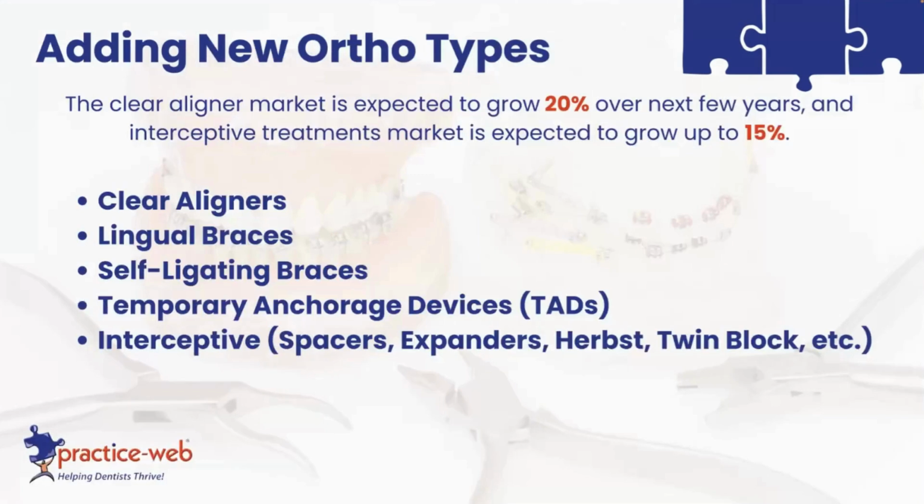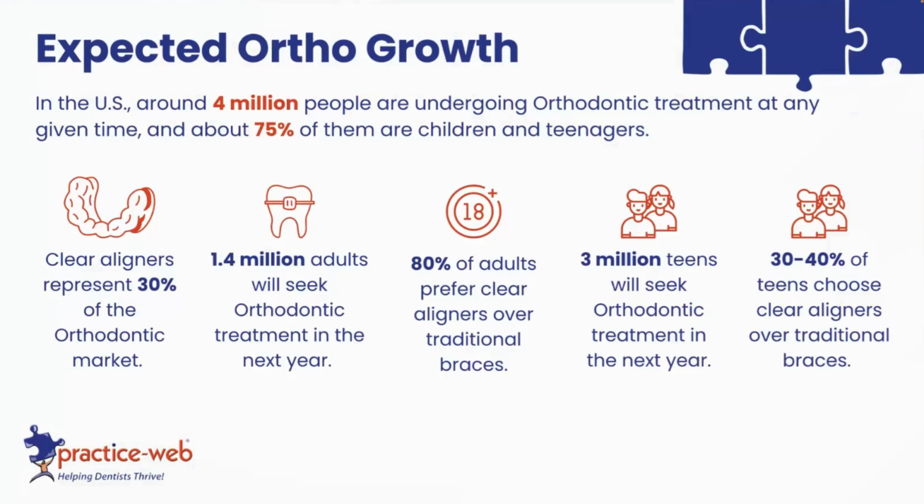And then if you are already doing ortho, how do you add ortho types? So maybe you're just doing clear aligners and you want to add to that. There's some other options out there like lingual braces, TADs, interceptive treatment. As you can see the list there of different options. But there's certainly other areas you can expand into from outside of just clear aligners.